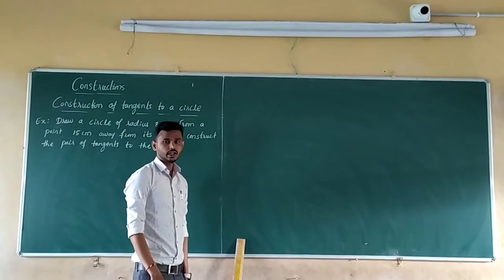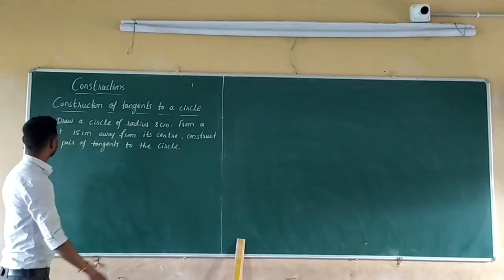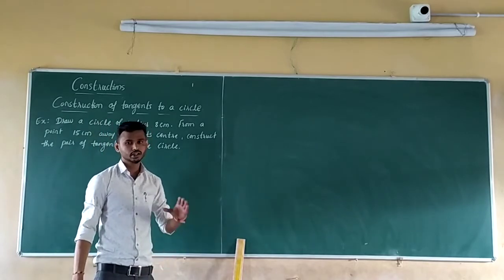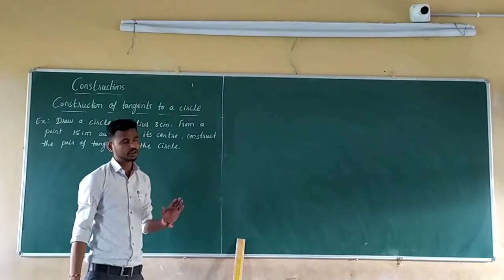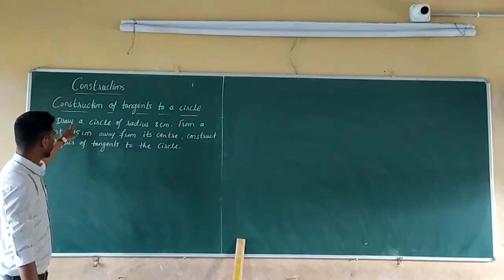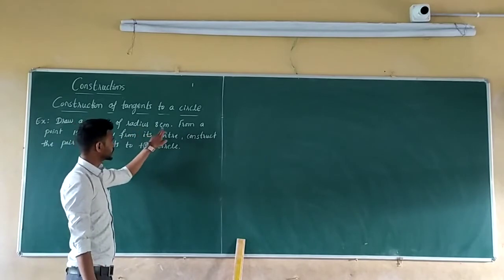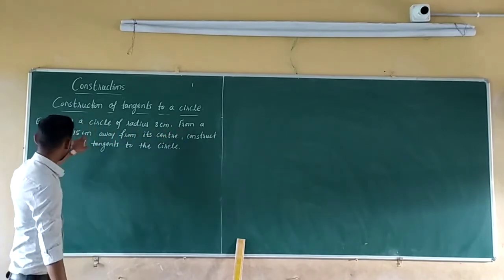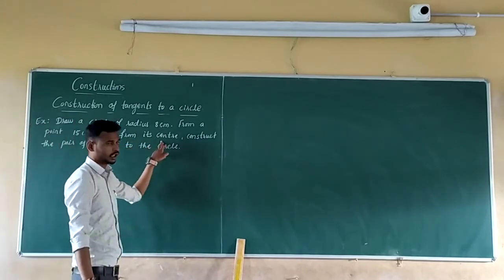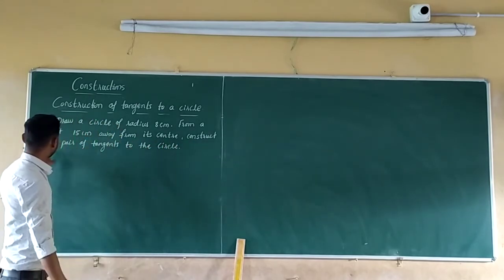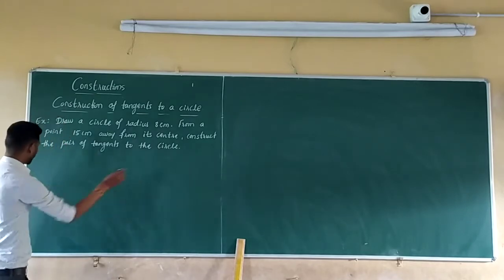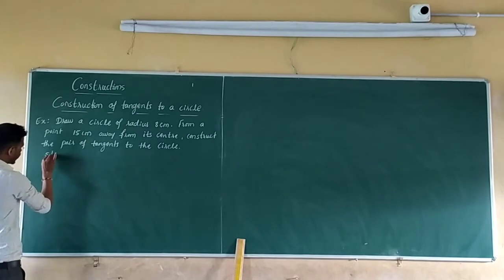Okay, dear students, let us see next. Construction of tangents to a circle. Means how to construct tangents to a circle from an external point. Take an example. Draw a circle of radius 8 cm and a point 15 cm away from its center. Construct the pair of tangents to the circle. So let us see how to construct. Steps for that.